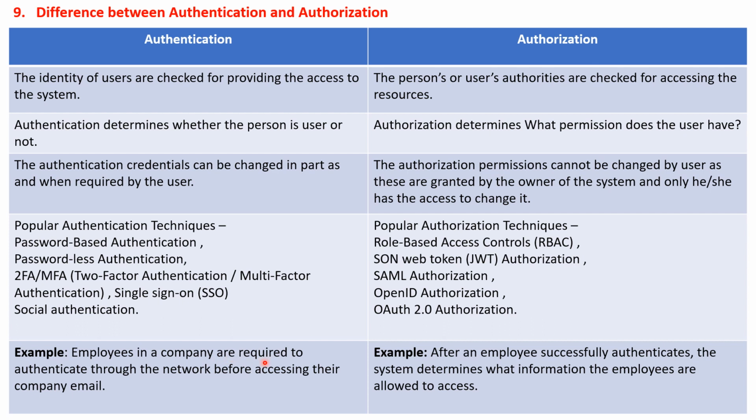Here is an example: employees in a company are required to authenticate through the network before accessing their company email. After an employee successfully authenticates, the system determines what information the employee is allowed to access. Hope this clears it up.